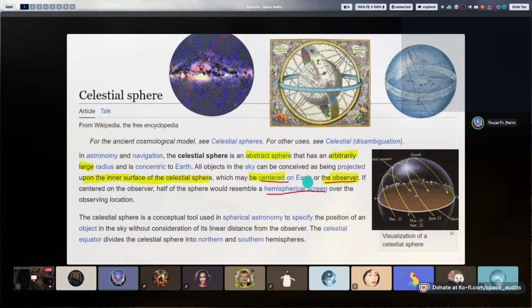If you go to Wikipedia or the regular mainstream, this is how they define it. An abstract sphere, so not real, has arbitrarily large radius, meaning infinite, and is concentric to Earth, meaning it's geocentric and around the observer. So we have an abstract, viewable hemisphere of infinite radius, concentric, specific to the observer. That's what the first line means. And then it says all objects can be perceived as being projected, and it puts them on the inside of the sphere, and it is, of course, a hemispherical screen.